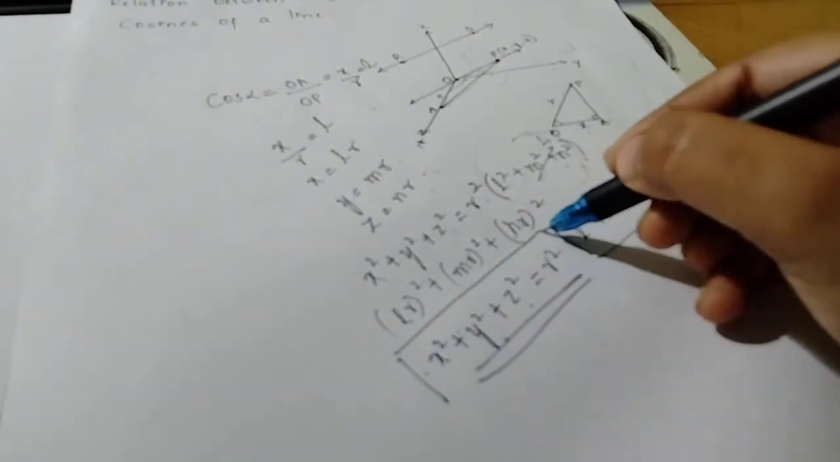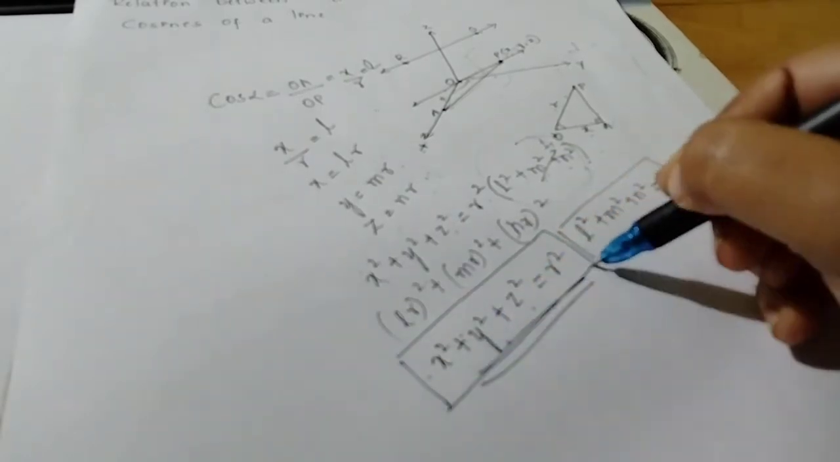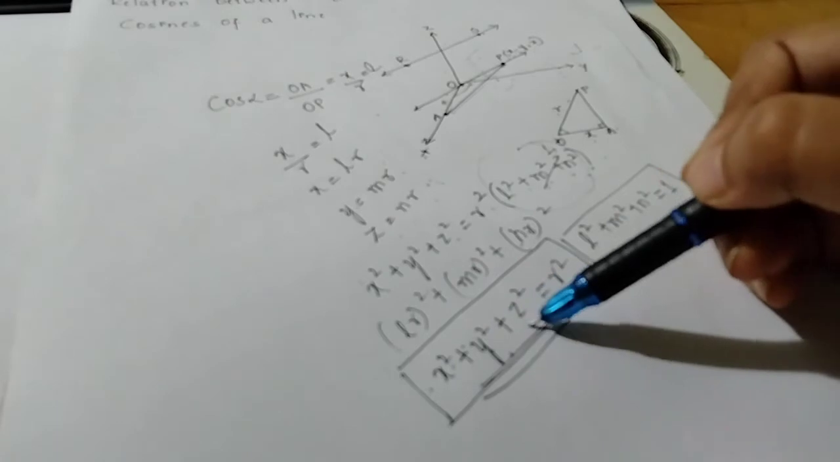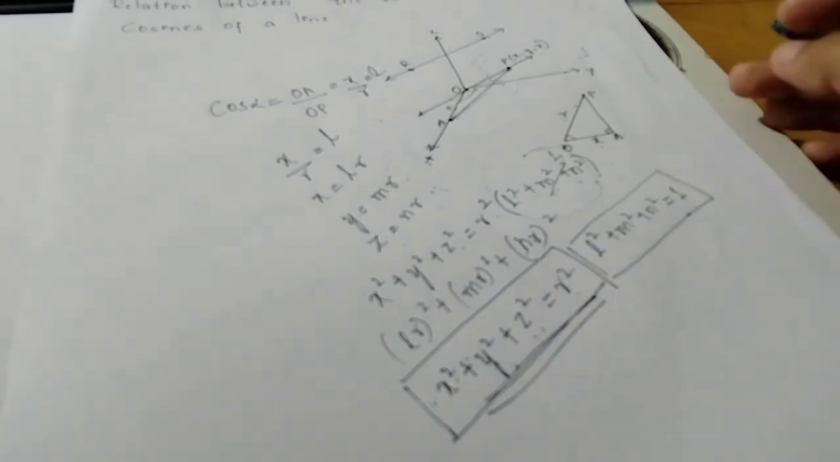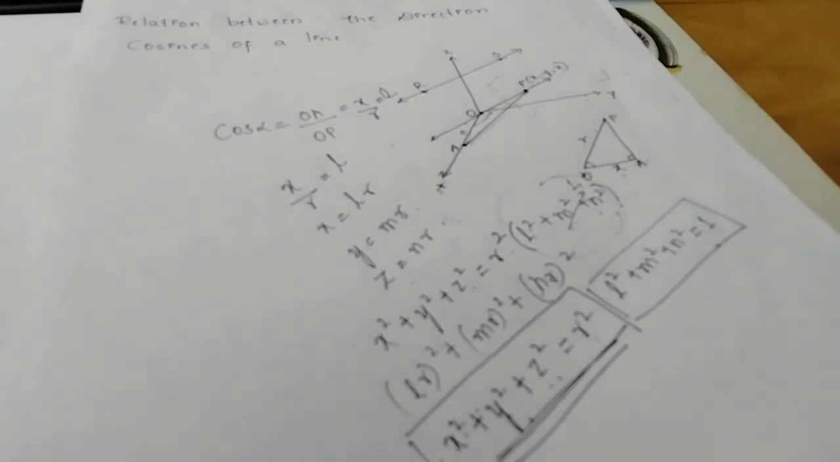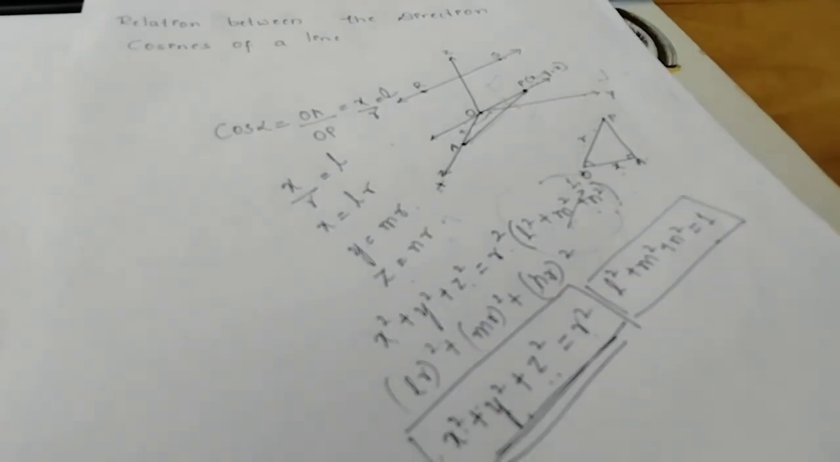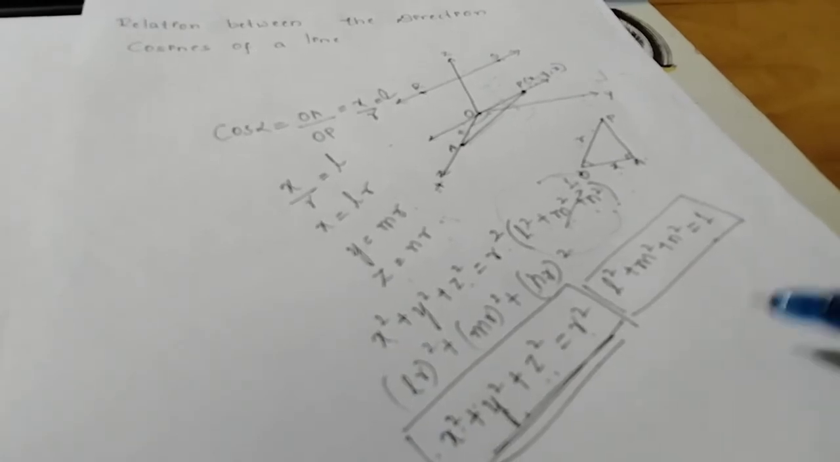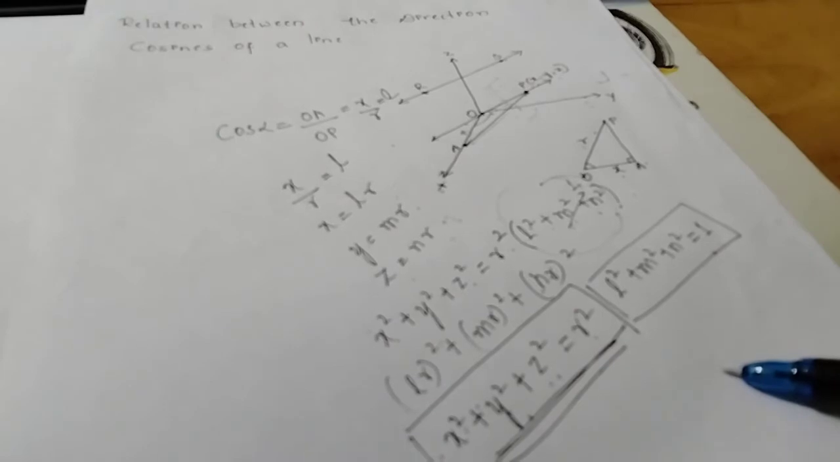The relation between the direction cosines of a line: l square plus m square plus n square is equal to 1, where x square plus y square plus z square is equal to r square. This is the most important derivation. Of course, it is a very small one. It may be asked for 2 marks, or examples based on this relation may be asked.